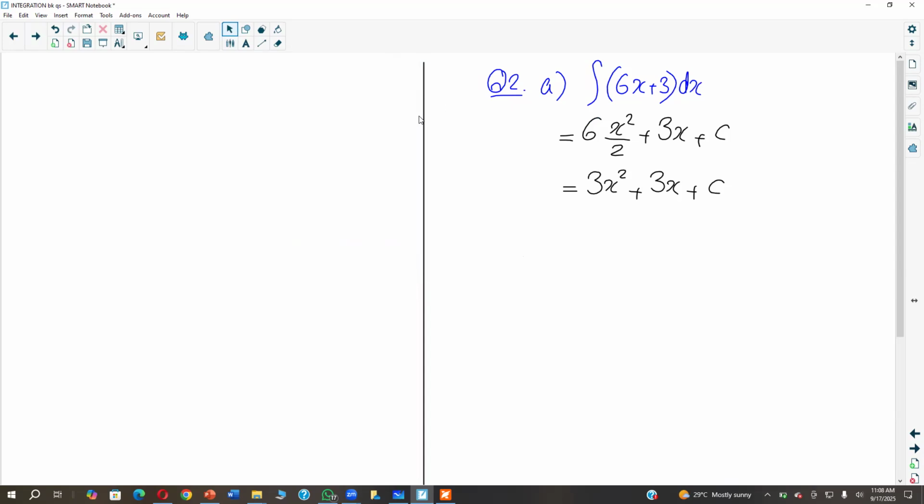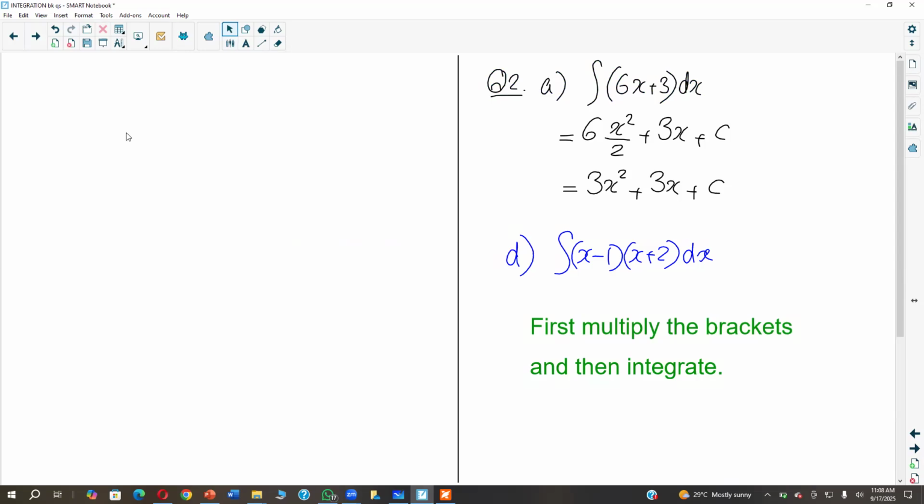We have to simplify the function. Once simplified, then you can integrate it one by one. Now look at this example. A good understanding that these are the two brackets. These are the two brackets to be covered. First, multiply the brackets and then integrate.